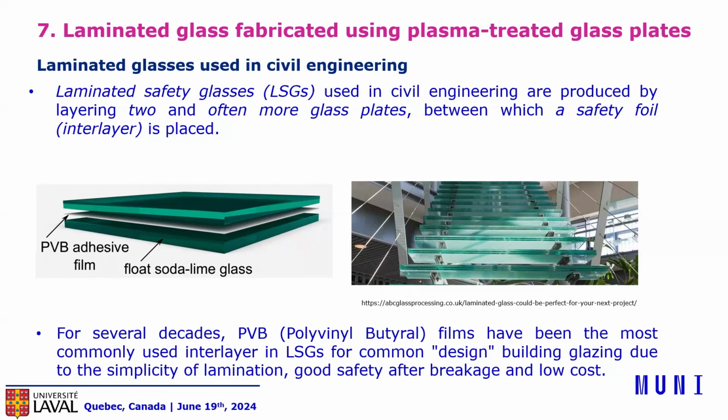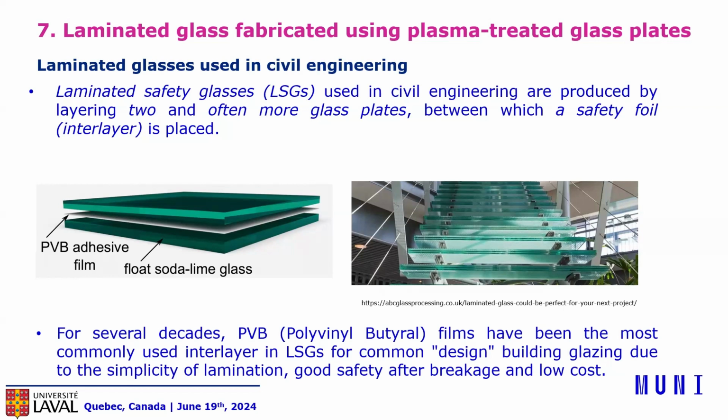You have two glass sides and polymer. Also, this is soda lime float glass. So it means that one side is the so-called tin side and the other is the air side. It really affects the quality of laminated glasses. The role of plasma in this case is to help or to enhance the mechanical properties of such laminated glasses.